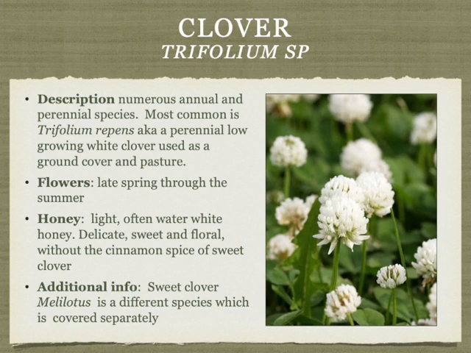We're talking about the Trifolium clover, which are the little pom-poms that we see. The most common is Trifolium repens, which is the white Dutch clover. It's a perennial low-growing clover we often see in our lawns or in pastures. There are other types of Trifolium as well, crimson clover and red clover. The honey tends to be light, often water white. It's delicate, sweet, and floral, but it doesn't have the cinnamon spice that we get with the sweet clover.